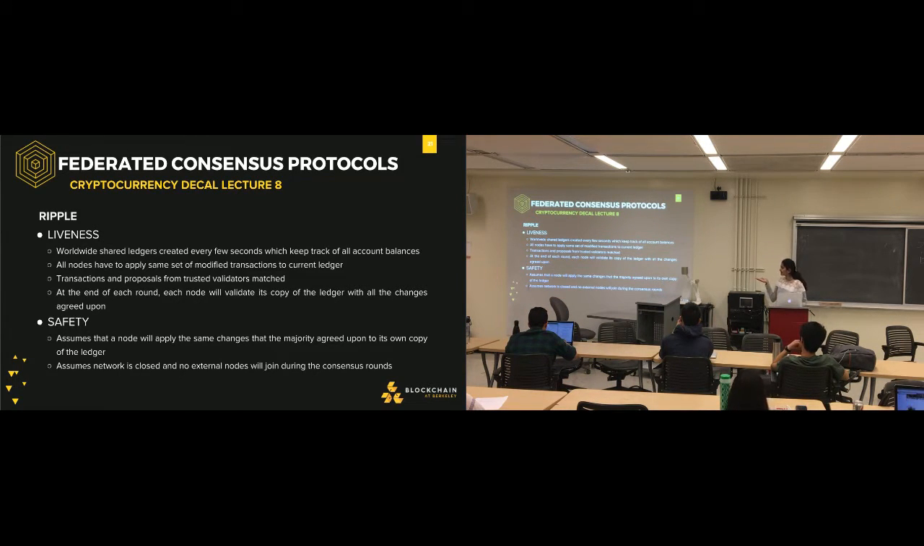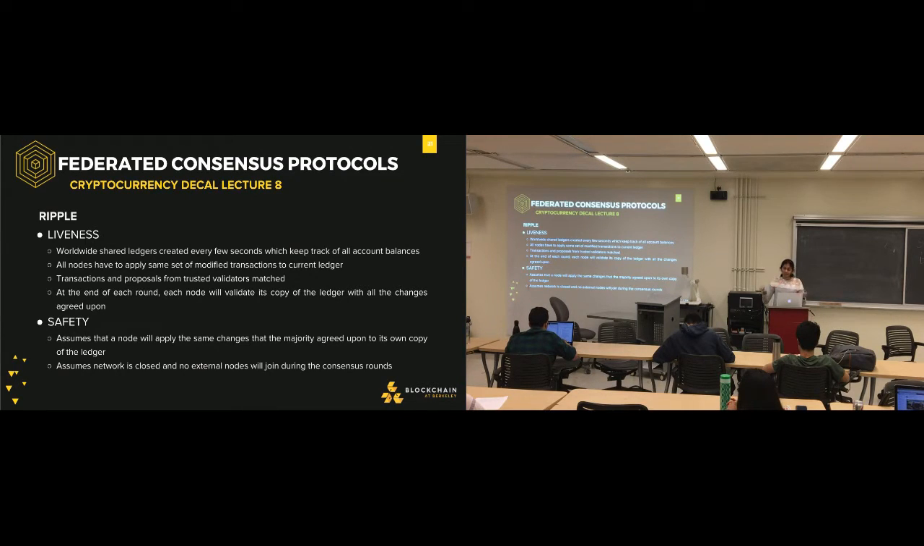So now we'll take a look at federated consensus protocols. One of the federated consensus protocols is Ripple. Ripple focused a lot on liveness and fault tolerance. Do you remember the triangle that we saw at the start? The fault tolerance, liveness, and safety triangle. Ripple does not care too much about safety. They only worry about liveness, which is eventually reaching consensus in a timed manner, and fault tolerance, which means if any node in the network fails, the network shouldn't fail.